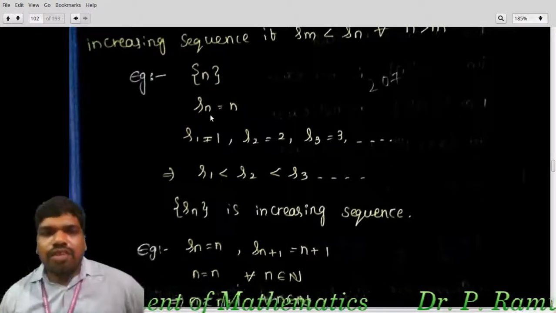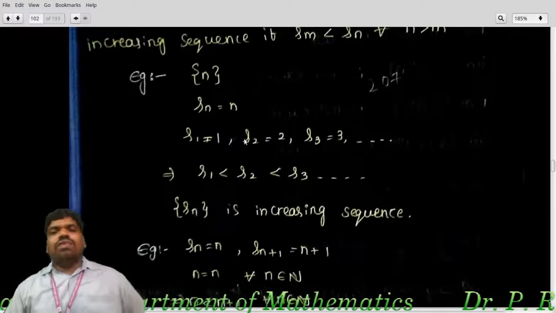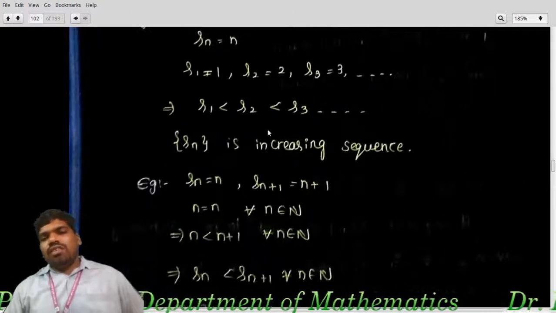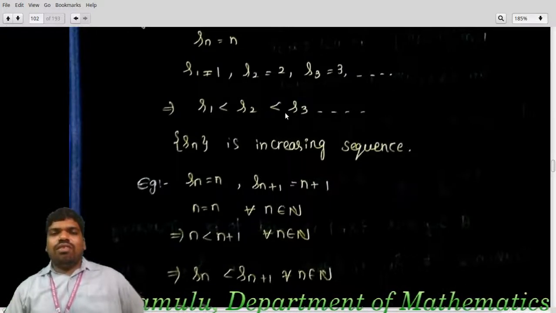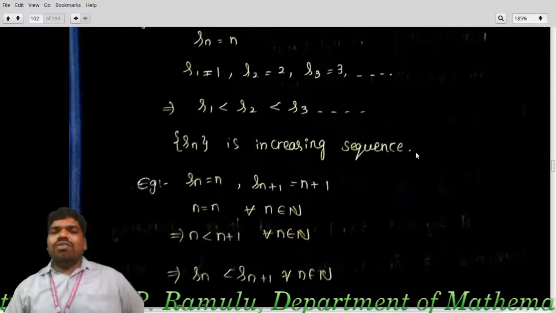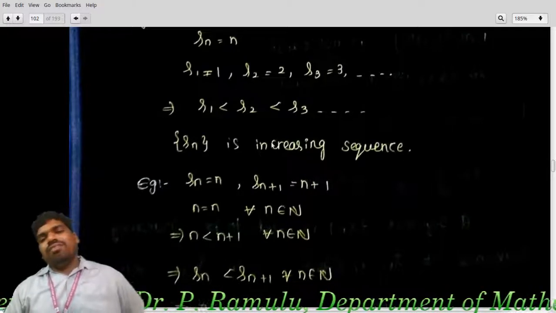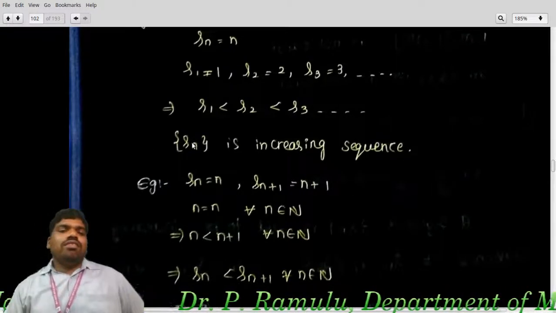For example, Sn equal to n. S1 equal to 1, S2 equal to 2, S3 equal to 3. See, 1 is less than 2, less than 3, therefore S1 is less than S2 is less than S3. Therefore, Sn is an increasing sequence. You may call it strictly increasing also.